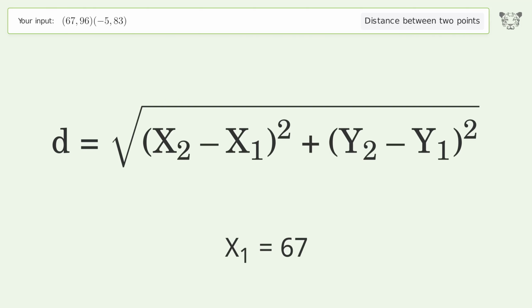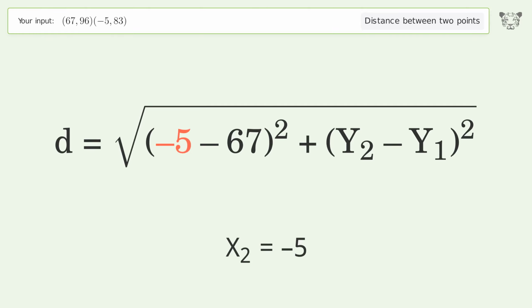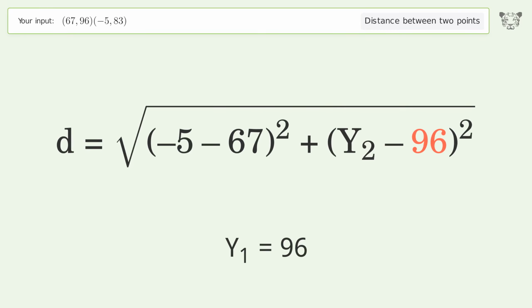x1 equals 67. x2 equals -5. y1 equals 96. y2 equals 83.